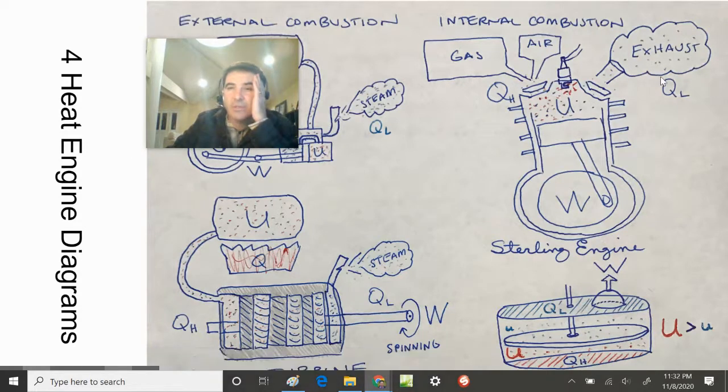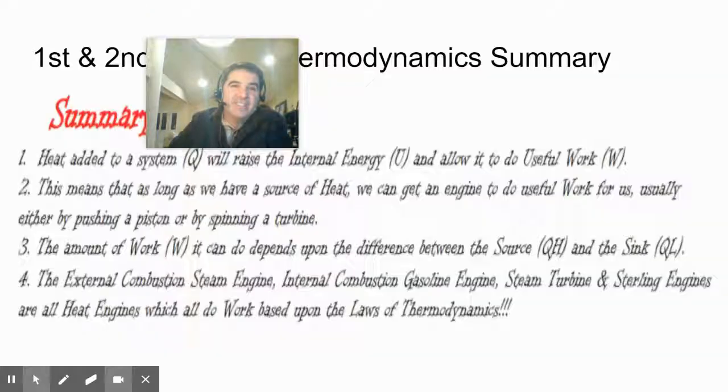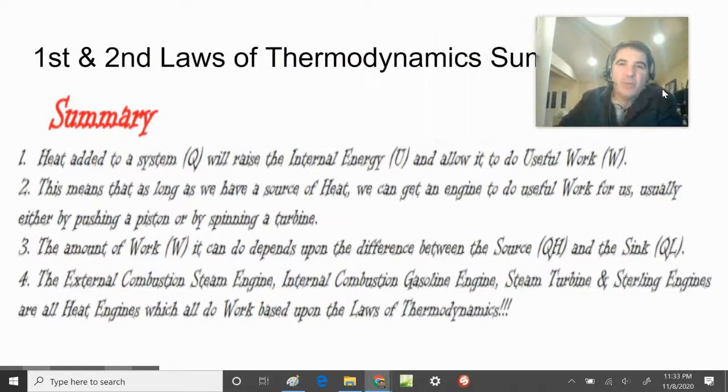They have a source of heat energy, which raises the internal energy, which allows us to do work. How much work? That depends on the difference between the QH and the QL, the source and the sink. And we could say the same thing is true for any of those. That will be a test question, kind of like in the essay format: can you explain the first and second laws of thermodynamics with respect to heat engines? And this summary would work nicely if you were trying to do that.